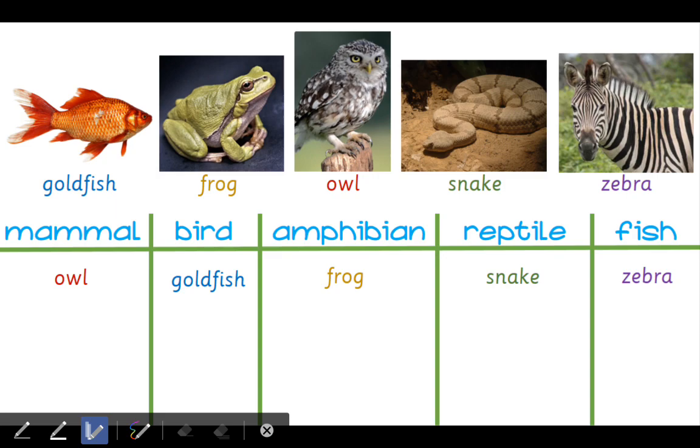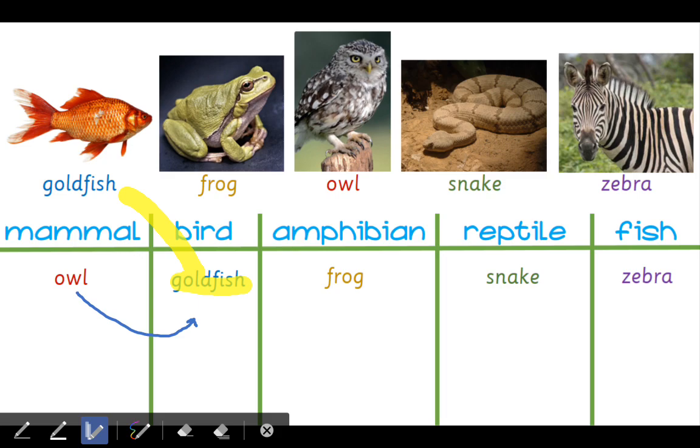Let's see the owl. Is the owl a mammal? No. Is the owl a bird? Yes, they have got feathers and they're born from eggs. So they are, and now is a bird. Oh my God. Is the goldfish a bird? Is the goldfish a bird? Really?